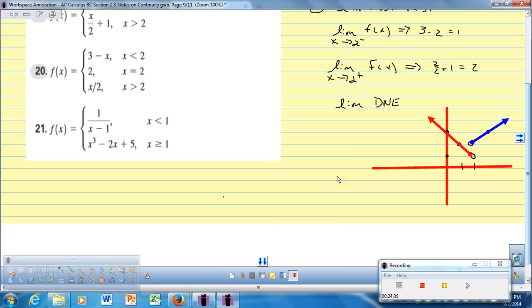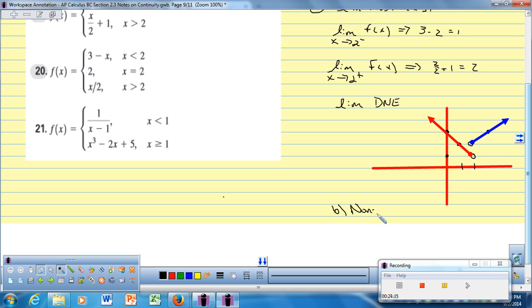There we go. So this is what our function looks like. And by thinking about it graphically, we can see we have a jump, which is a non-removable discontinuity. So that answers part B. It is non-removable because it is a jump.